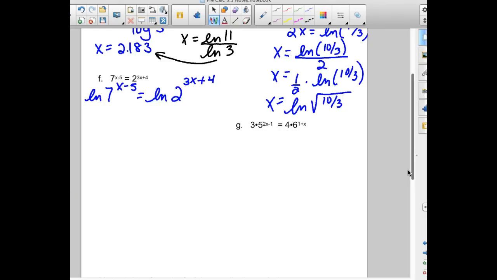We are then going to take those powers and expand them to the front. So we have x minus 5 times the natural log of 7. And on this side we have 3x plus 4 times the natural log of 2.